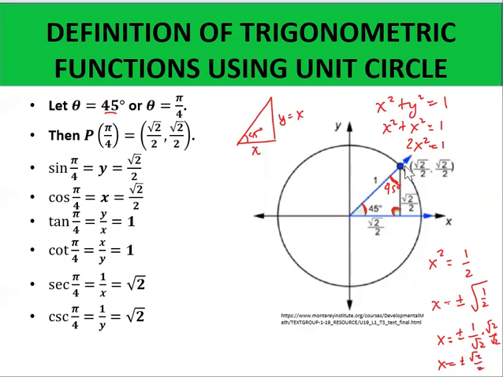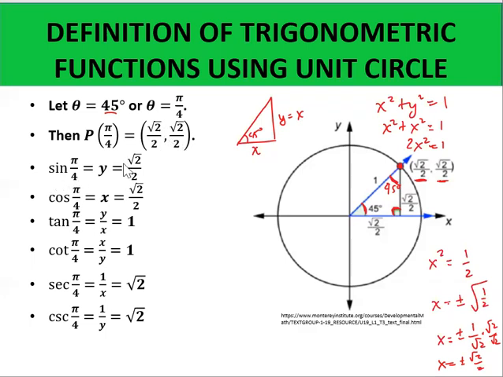However, since the terminal point P is in the first quadrant, then that means we're going to use x equals positive square root of 2 over 2. And since y is equal to x, then y must also be square root of 2 over 2. So the terminal point of pi over 4 or 45 degrees is (square root of 2 over 2, square root of 2 over 2). So both x and y are square root of 2 over 2.